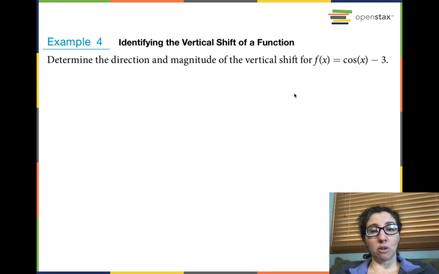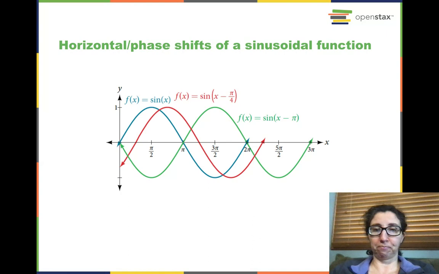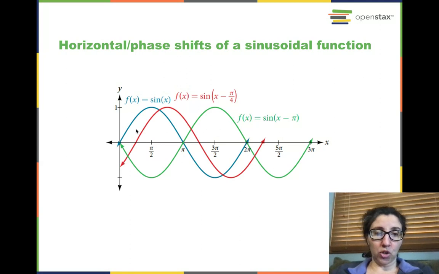And our midline would be 2. Determine the direction and magnitude of the vertical shift of this function. Well, it's just cosine of x, our base function, shifted down by 3, right? So it's going to go from -4 to -2, right? It's going to oscillate that way, 3 units downward. Okay, horizontal shifts of the sine function. So here the blue function is our base sine.